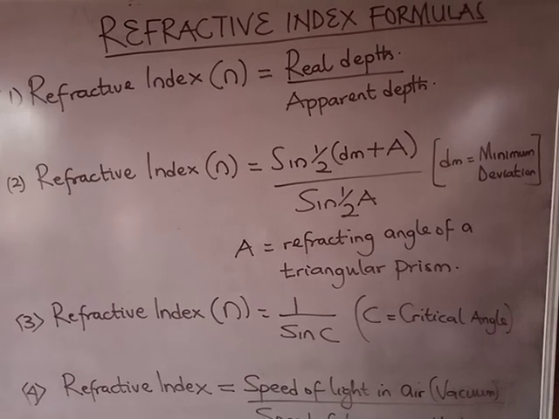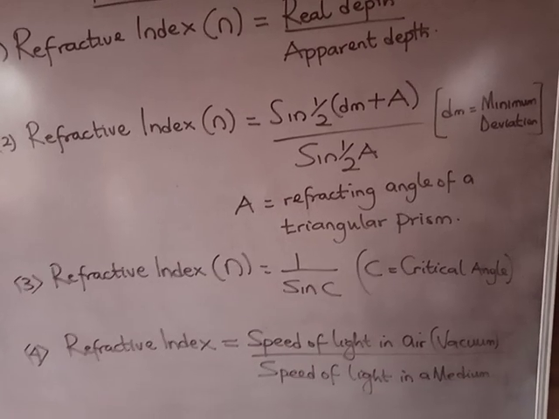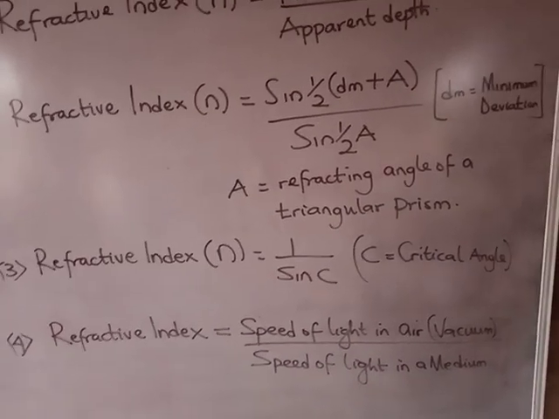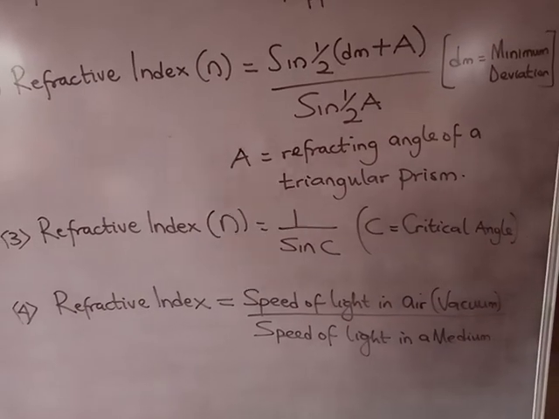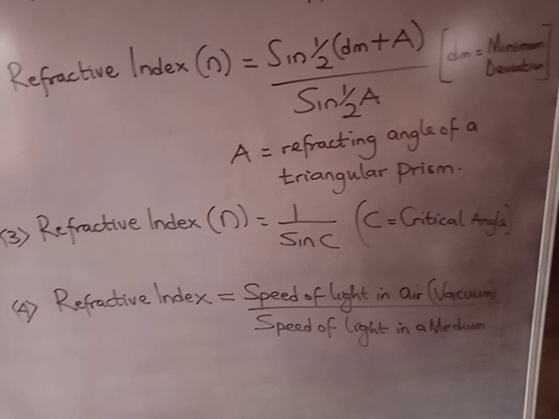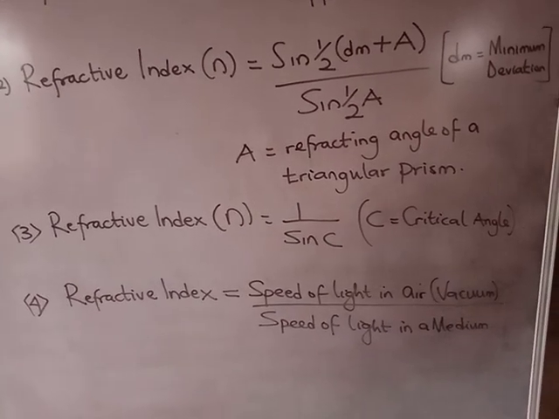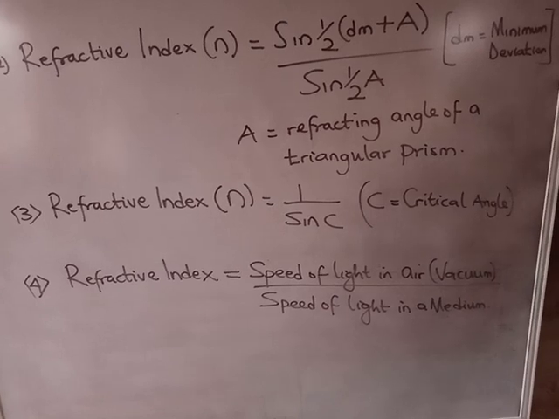Refractive index is sine of half the minimum deviation plus A, over sine of A/2, where A is the refracting angle of a triangular prism. Now, this involves a triangular prism. That's the refractive index formula in a triangular prism. Refraction can also occur in a triangular prism.